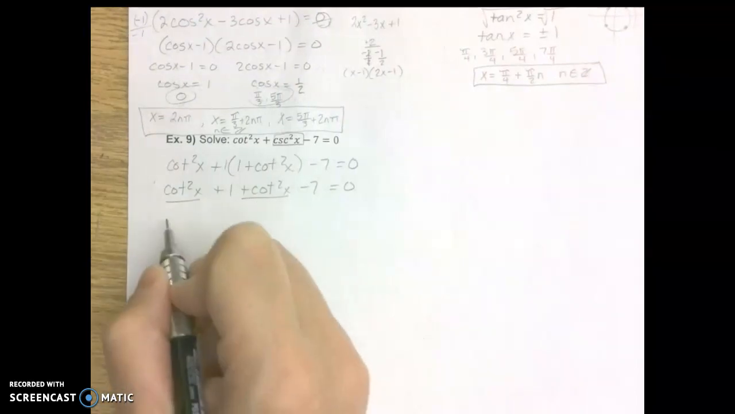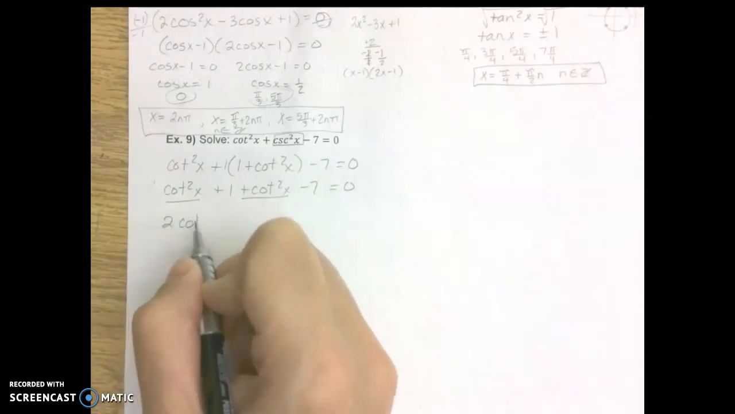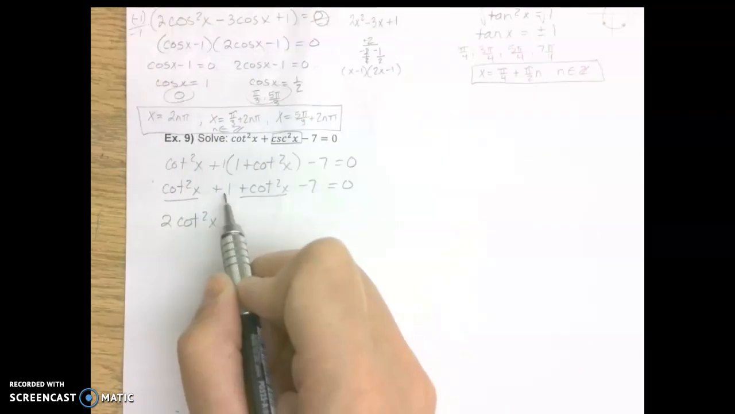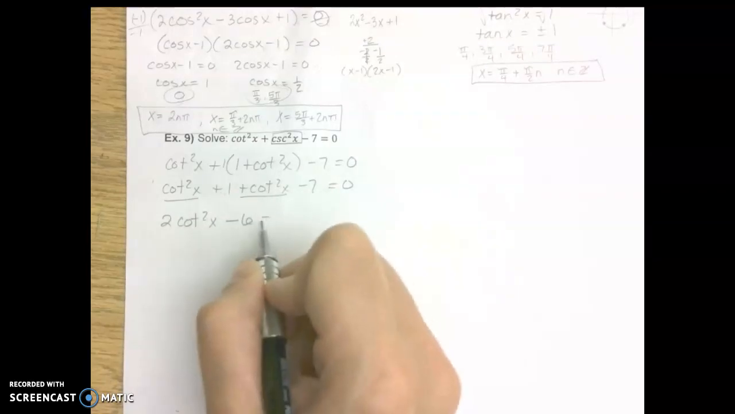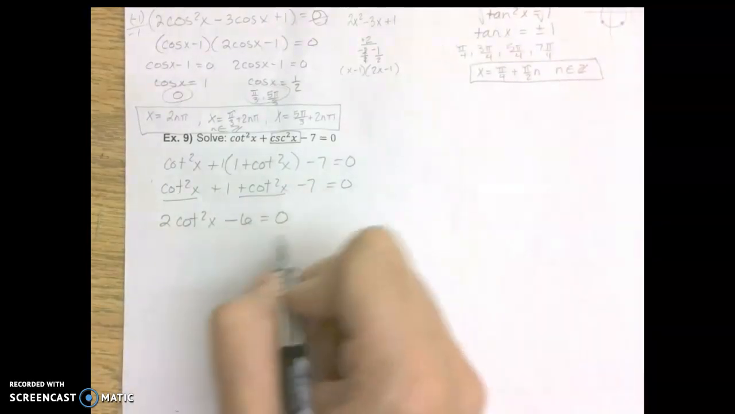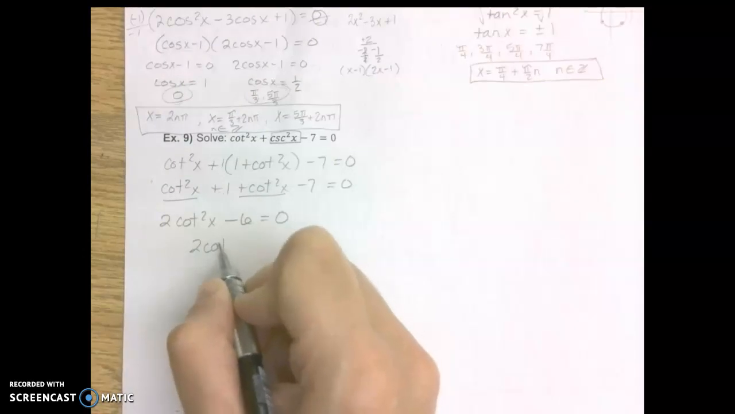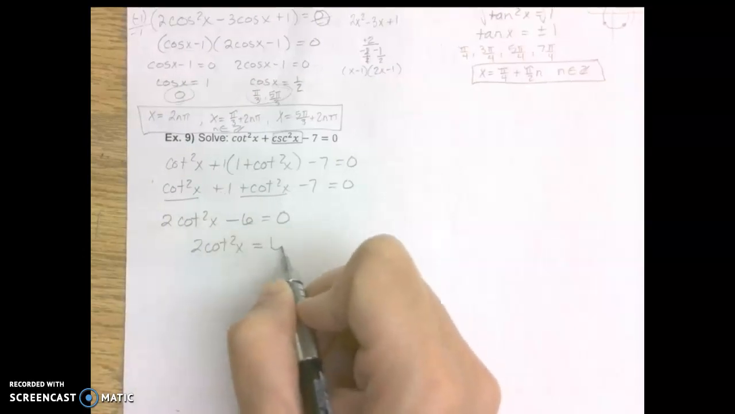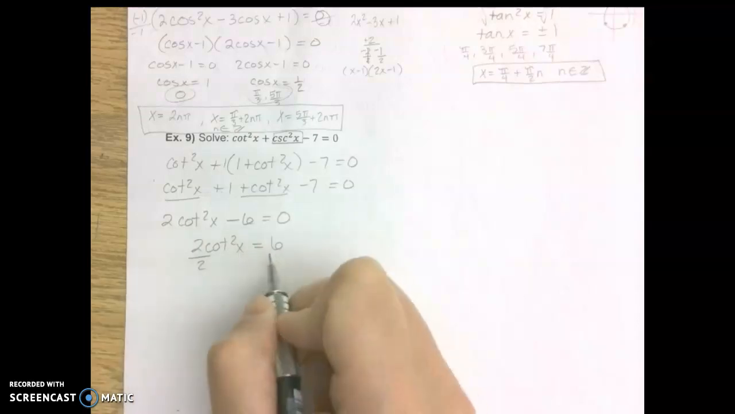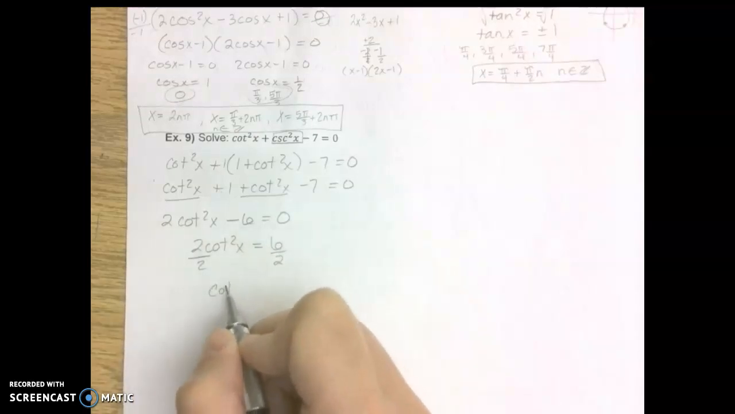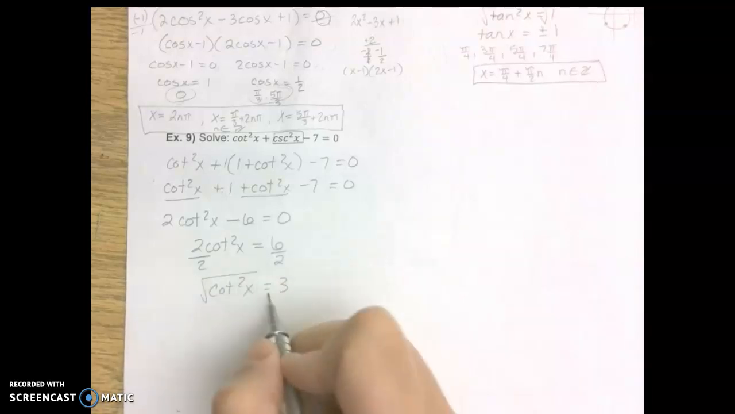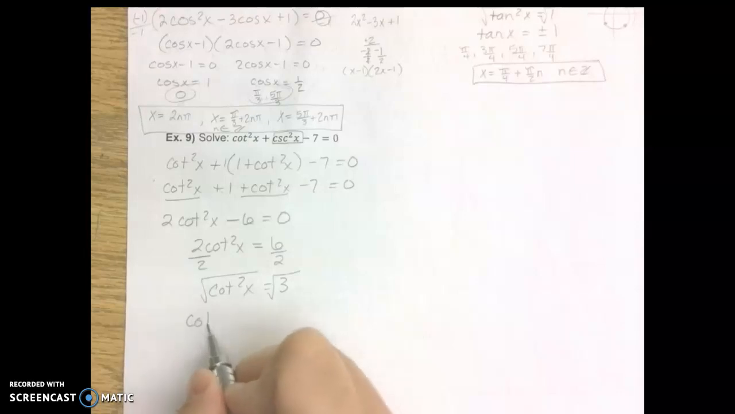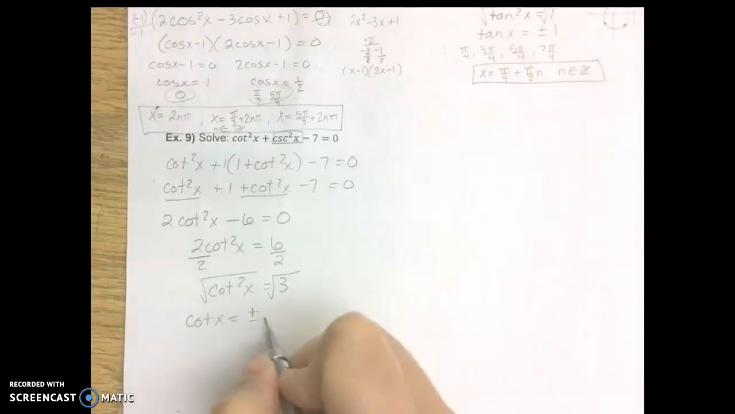Cotangent squared x plus 1 plus cotangent squared x minus 7 equals 0. And I want to combine my like terms, so that's 2 cotangent squared x. And then I have a positive 1 and a negative 7, that's a minus 6 equals 0. So I'll have 2 cotangent squared x is equal to a positive 6. Divide by 2. Cotangent squared x is equal to 3. When I take the square root of both sides, I get that cotangent of x is equal to plus and minus the square root of 3.